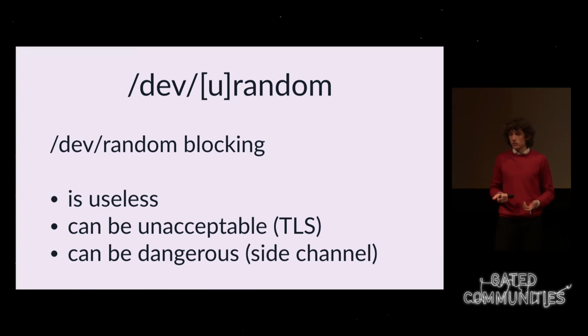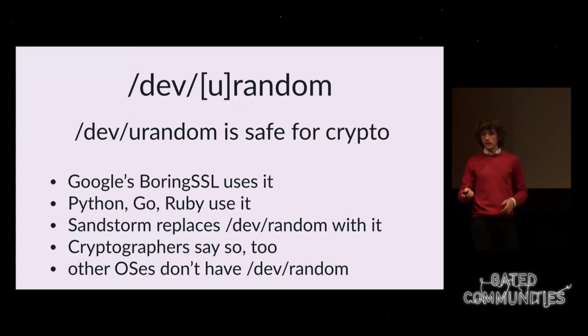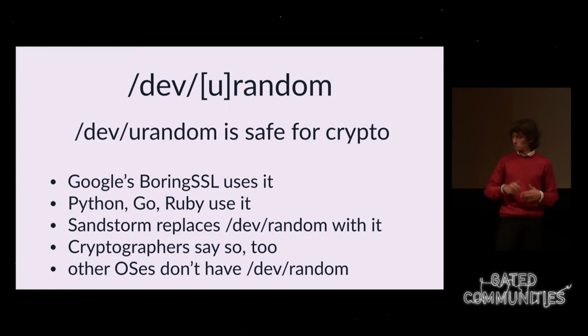It can be unacceptable, too, because you get a TLS request and you're like, I have that HTTP page, but wait a second, I need someone to start typing on the keyboard of the rack to serve it to you. And it can even be dangerous, because you're essentially giving away information about what other users in the system are doing to other users. On the other hand, dev urandom is safe for any cryptography use you want to use it for. You want to generate long-term keys. My GPG keys are generated from dev urandom.